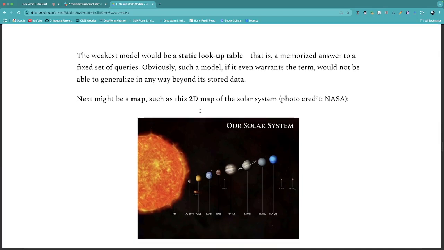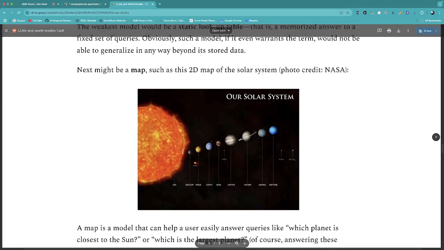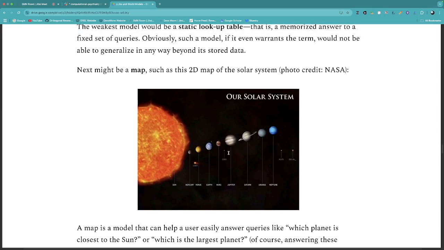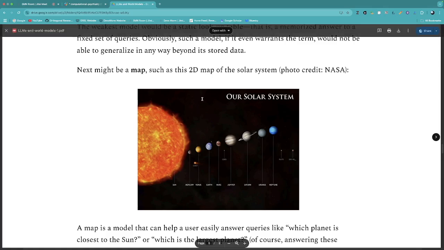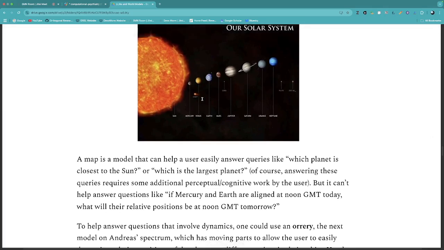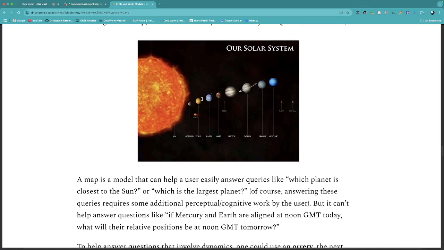The next might be a map, such as this two-dimensional map of the solar system, where we see the planets in order, and then we see the sun, and we know that maybe they orbit the sun. This two-dimensional map is useful for answering queries. If we query this model, we can get answers. We can retrieve labels. We can retrieve basic information, like which is the largest planet or which planet is closest to the sun. And this offloads a lot of the work of the world model to the user, so the user has to give really good queries in order to get a good answer.